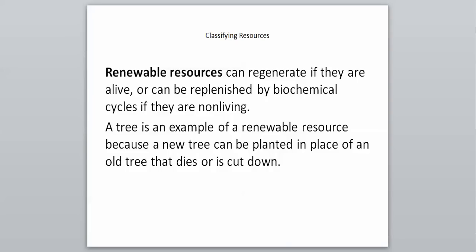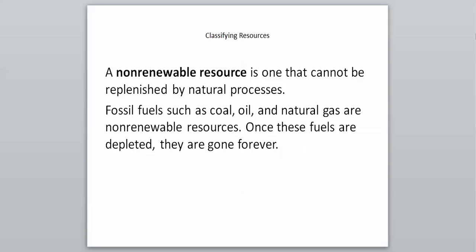An example is a tree. A tree is a renewable resource, because a new tree can be planted in place of an old tree that has either died or has been cut down. So that's an example of a renewable resource.